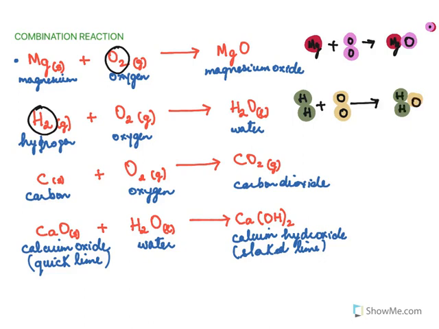In the next one, we have burning of carbon. So we have a carbon atom which combines with a molecule of oxygen, that is O2, to give you carbon dioxide, CO2. Again, a single compound is formed. In all these, we have noticed that on the reactant side the bonds are broken and new bonds are made on the product side.